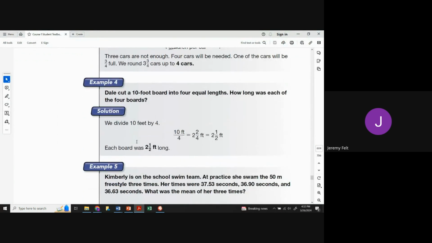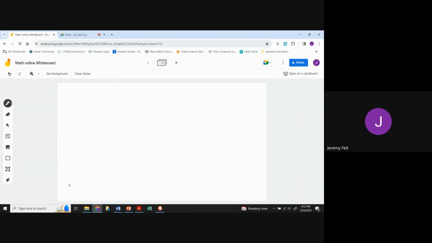Kimberly is on the school swim team. At practice, she swam 50-meter freestyle 3 times. Her times are 37.53, 36.9, and 36.63. What was the mean of her 3 times? Again, mean, we're going to add up everything that we have and then divide it by, in this case, 3 for the number of times she raced. Add up all of those and divide by 3. If you're doing the calculator, make sure you include the parentheses, or else it will divide this last number first and then add the other ones to it, which is not what we want.